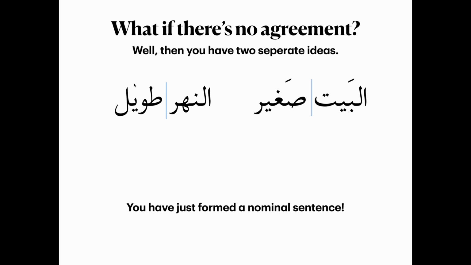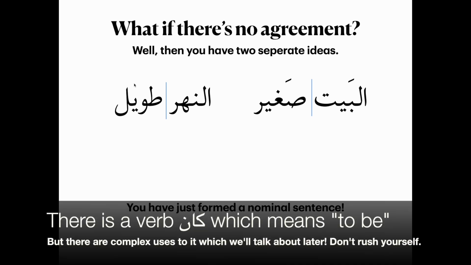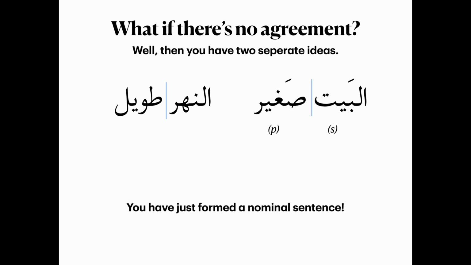In Arabic, there's no such thing as to be or is. Well, not at least in the English sense. There is a verb for to be, but we'll talk about that later. So already, we have subject, predicate. You already have those implied just by the loss of al for these.